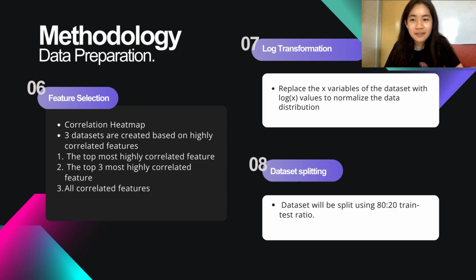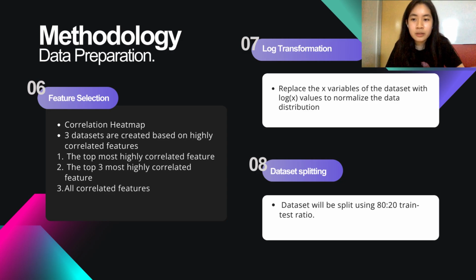We want to examine the effect of feature selection on the performance of our models and its ability to predict the price of medical insurance. So we began by creating a correlation heat map to visualize the relationships between features. Then we generated 3 distinct datasets. The first dataset includes only the feature with the highest correlation to the target variable and the target variable itself. The second includes the 3 features with the highest correlations and the target variable, which is charges. And then the last dataset includes all features that show correlation with charges.